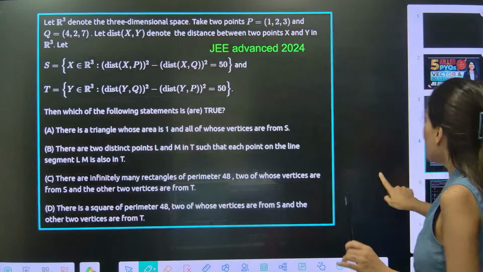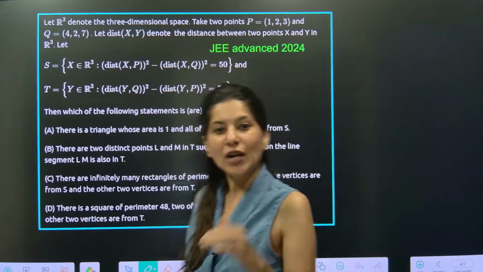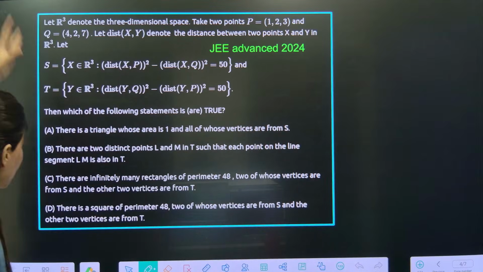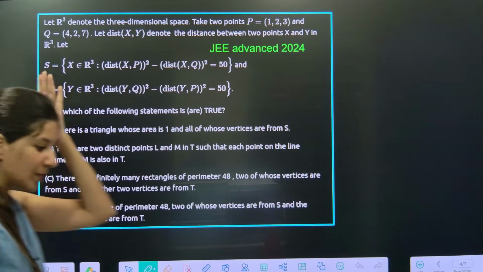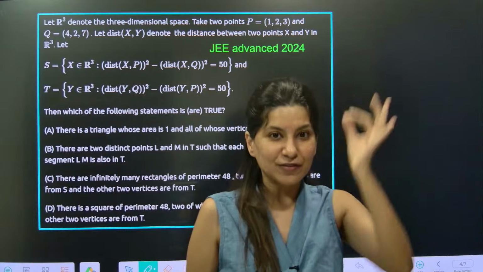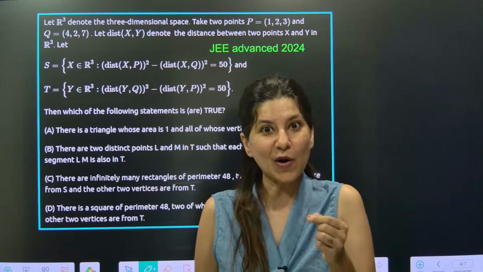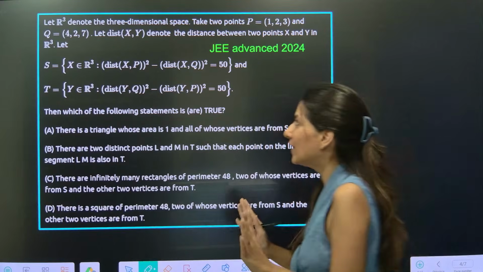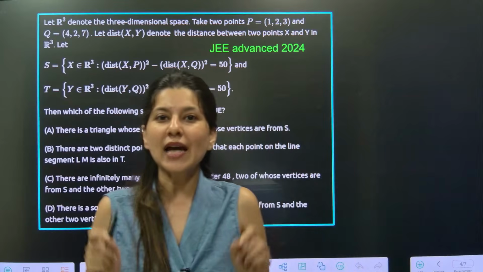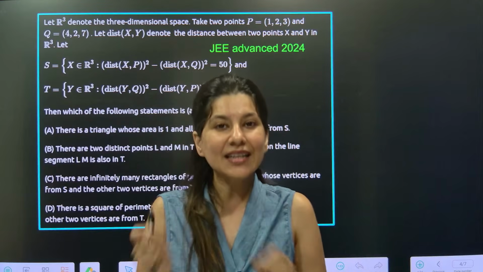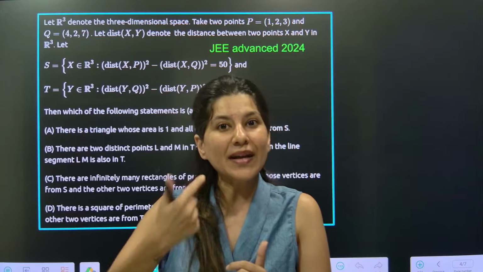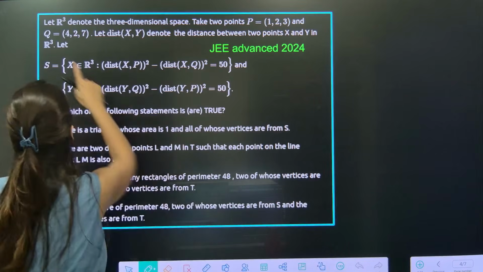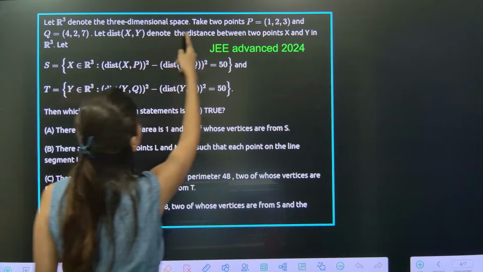Again, JEE Advanced 2024, another question. Now this, can you see, the moment you see these types of questions, first of all, we have to invest time in reading this question. So let's read it slowly. The slower you are in reading the question in JEE Advanced, the better your paper solving skills will be. Okay. Let R cube denote the three-dimensional space.